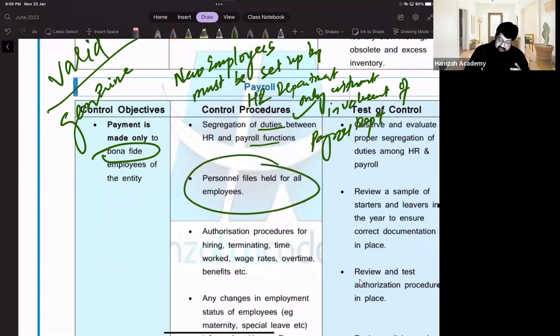Personal files held for all employees. Whenever new employees join, for each employee they make a personal file. For example, Mr. Hamza: my contract, my CV, my job status, my promotion, my leave, everything will be updated in that file. That file indicates me basically.